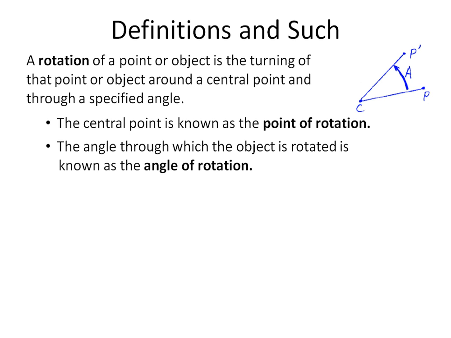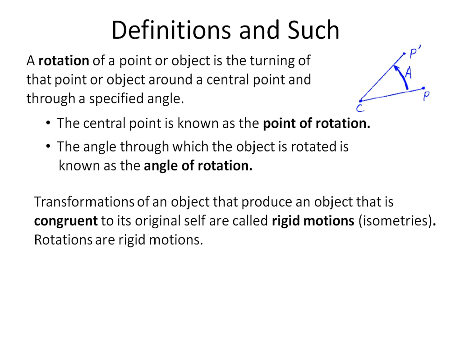Okay, and the next thing here is the transformations of an object that produce an object that is congruent to its original self, as we talked before, are called rigid motions. Sometimes you'll hear these called isometries, and in this case a rotation is a rigid motion because you're going to end up with exactly the same object again.